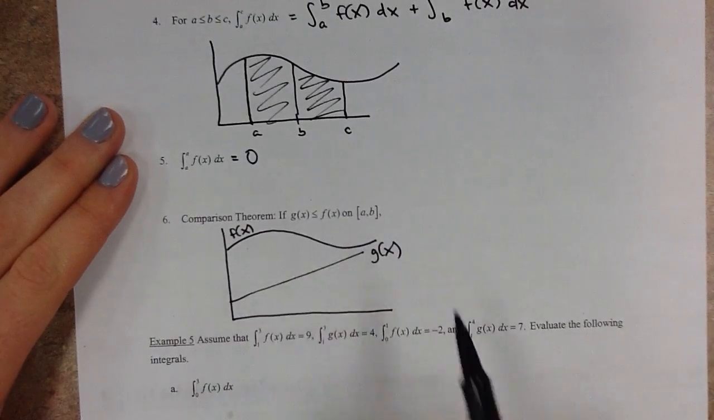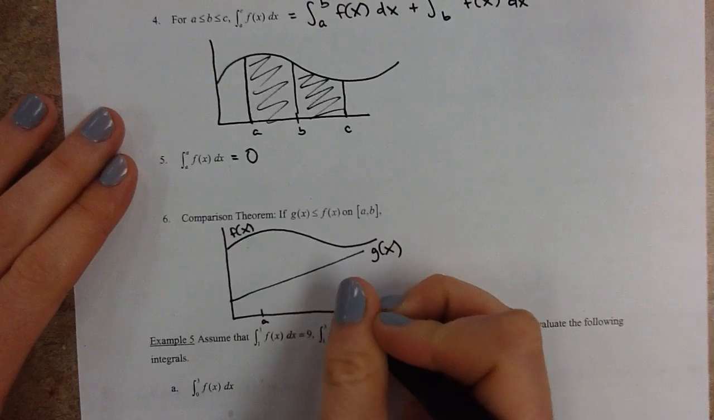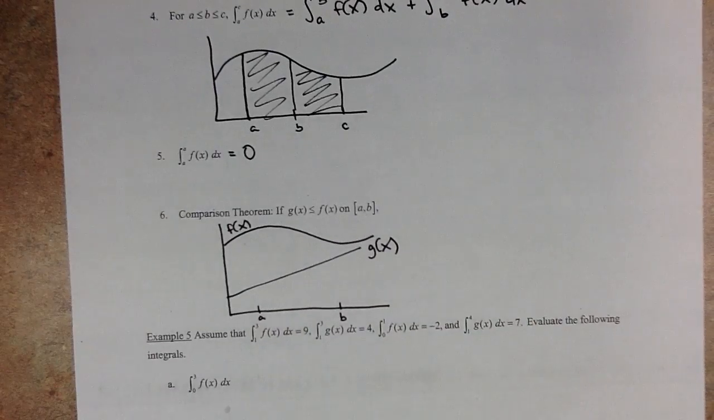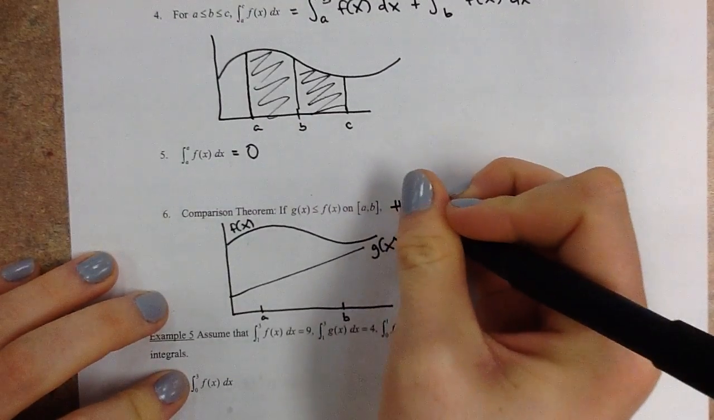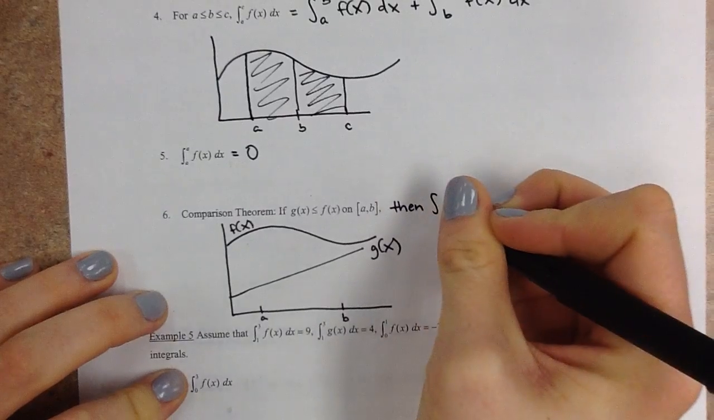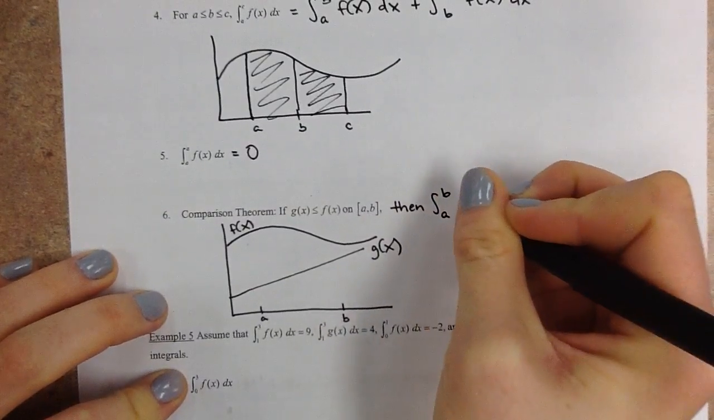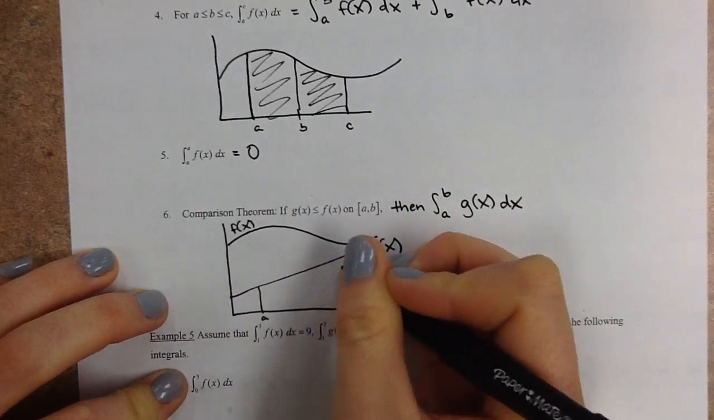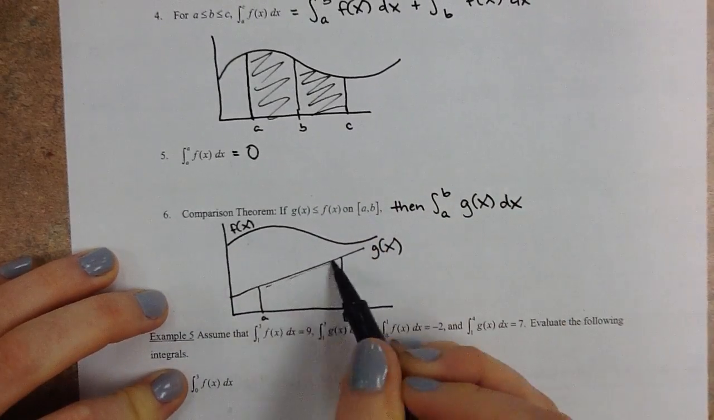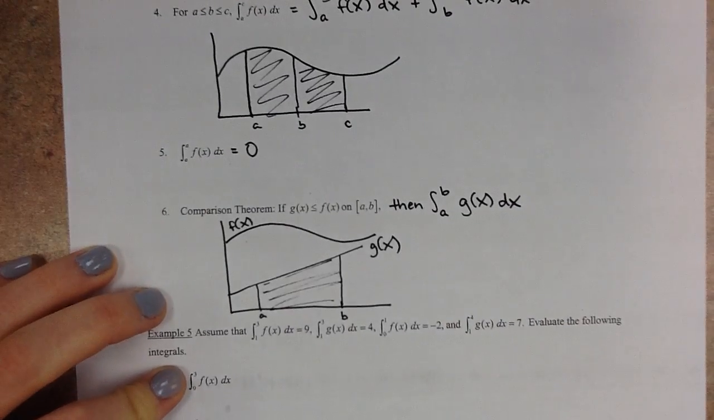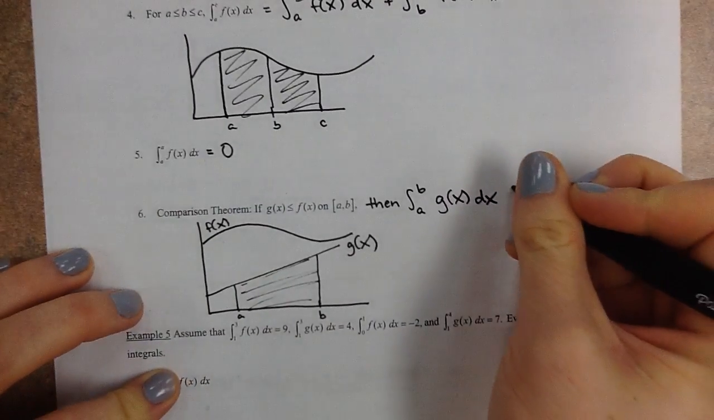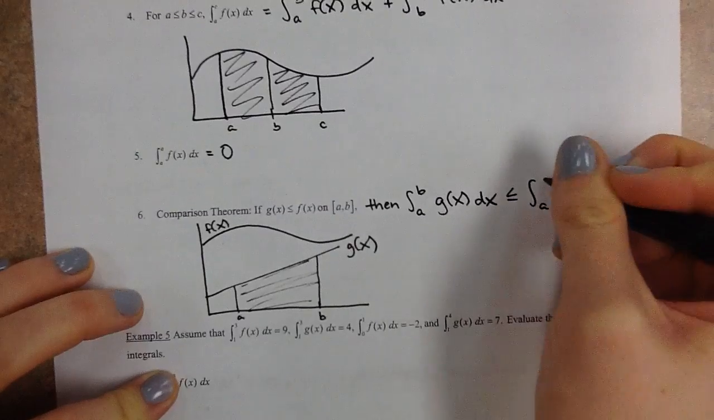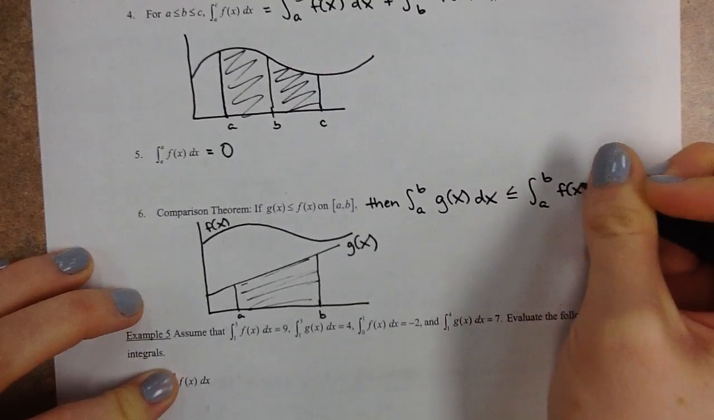So if g of x is less than or equal to f of x on an interval from a to b, again, it doesn't mean it always has to be lower, it just means it needs to be below it on an interval from a to b. Then what the comparison theorem says is that the integral from a to b of g of x, meaning the area from a to b of g of x, which is represented by that little trapezoid right there, is always going to be less than or equal to this area.